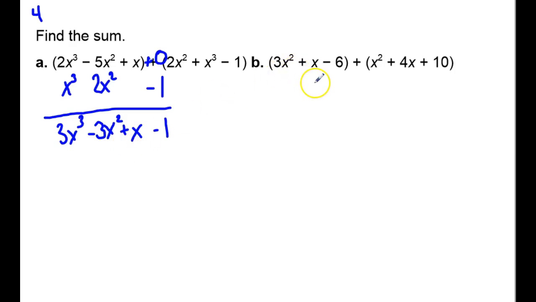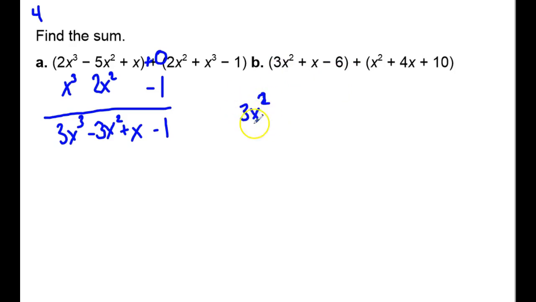So now let's look at B. There's another way I can do this. I can also group the similar terms, right? And I can do that because I'm adding. If I'm subtracting, we'll talk about what we have to do first. But because I'm adding, I can group my terms. So I'm going to start with the first term of the first polynomial.